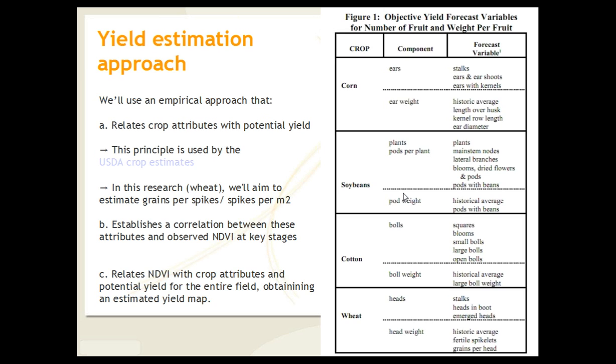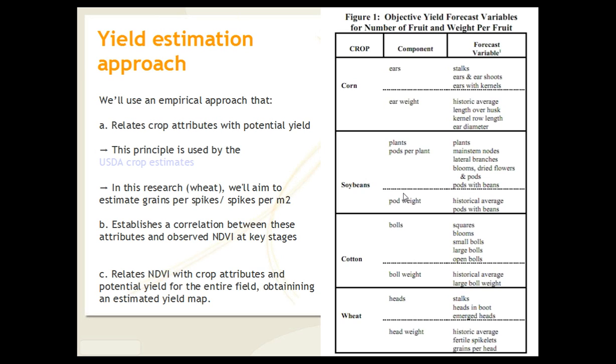Then the second step is to establish a correlation between these attributes and observed NDVI. That's the index we're going to use at some key stages in the crop. And then if there's a strong correlation, then just by knowing the NDVI values, we can infer the grains per spikes or spikes per square meter variables, and then estimate yields for the whole field. So it's a pretty straightforward, simple method.